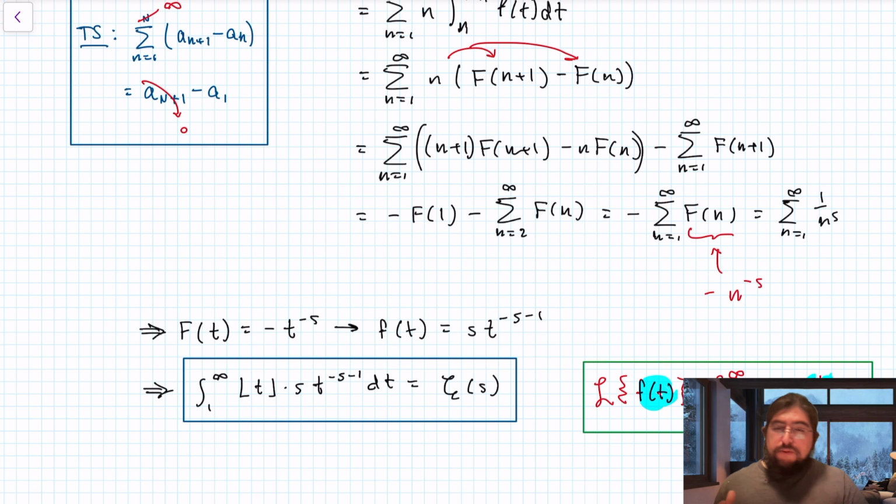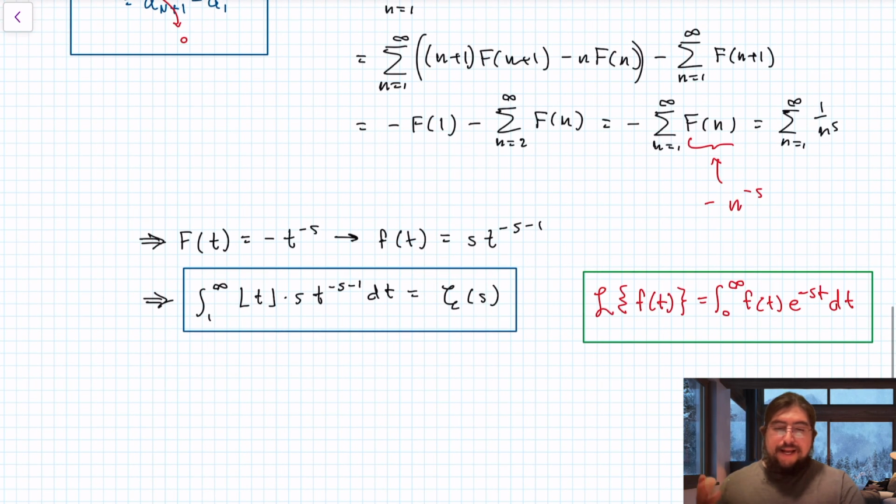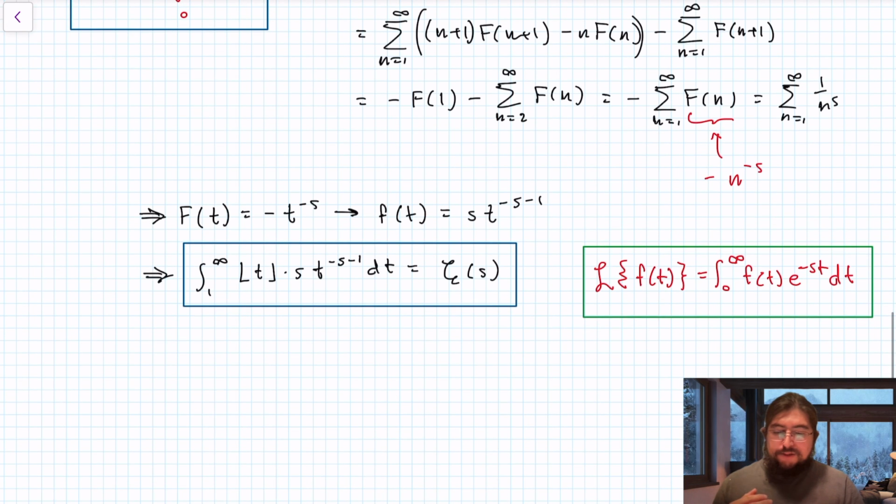T is the dummy variable in this case because we're integrating with respect to t, so that'll go away in the end. For example, Laplace of t, just t basically, ends up being 1 over s squared. So the Laplace inverse of 1 over s squared gives you back that t. So what we're trying to do here is take the Laplace inverse of the Riemann Zeta function of s and see what function of t you would need to plug into Laplace to get that back. That's the question we're trying to answer.